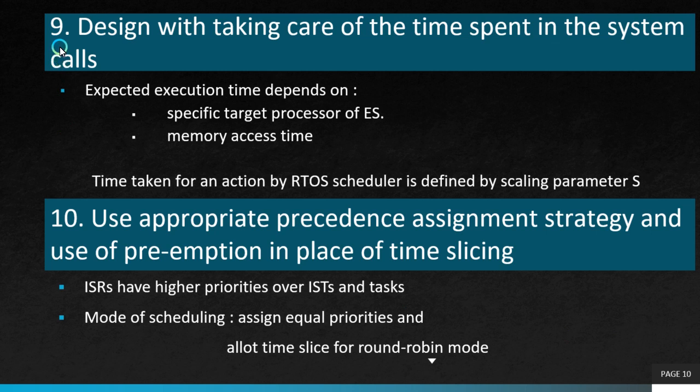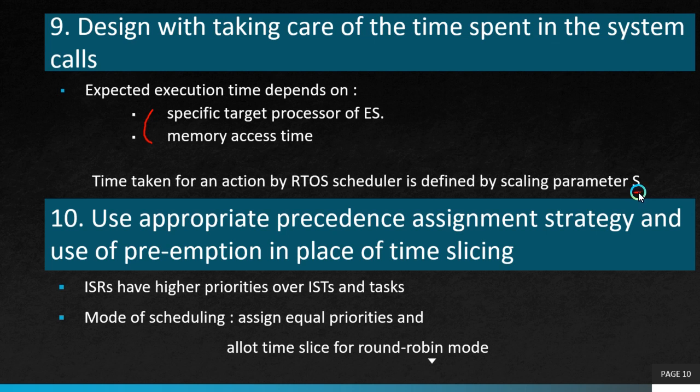The ninth design principle is design with taking care of the time spent in the system calls. Under this principle, the expected execution time depends on mainly two factors. These factors are, first one, the specific target processor of the embedded system, and second one is the memory access time. So there is a scaling parameter S, and this scaling parameter S defines the time taken for an action by an RTOS scheduler. So for each action we are allotting a particular value of S.